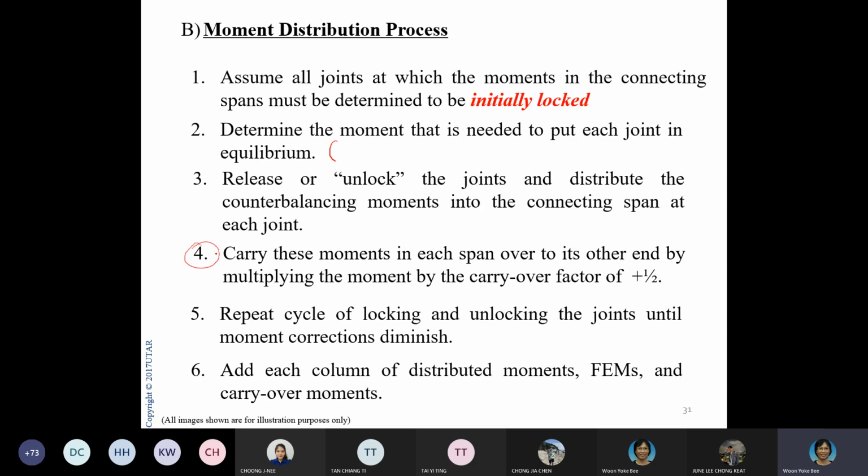Then you carry over. When you carry over, you need to lock back. This is where you lock back. And then you carry over the moments, and make sure that the carryover factor is applied only if the other end is fixed. If the other end is a pin or roller, please don't carry over. Then you repeat lock, unlock, lock, unlock until your unbalanced moments are negligible. And then you add the moments up vertically so that you can determine all the internal moments.